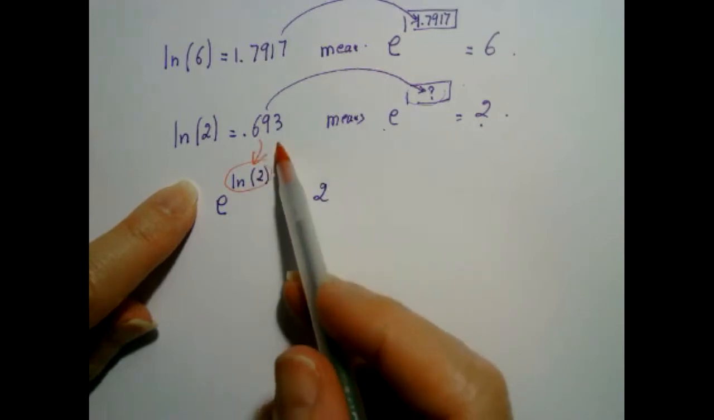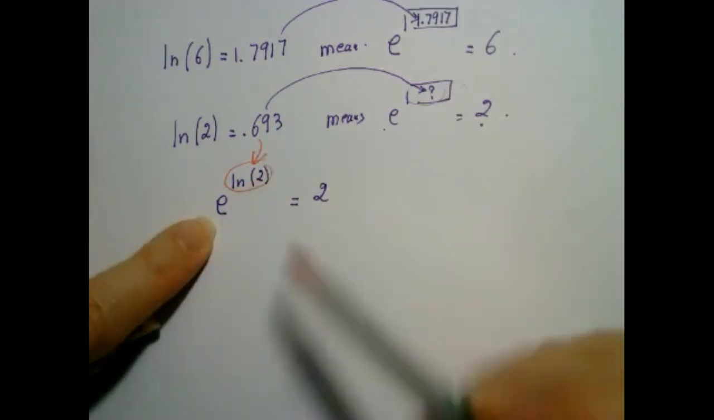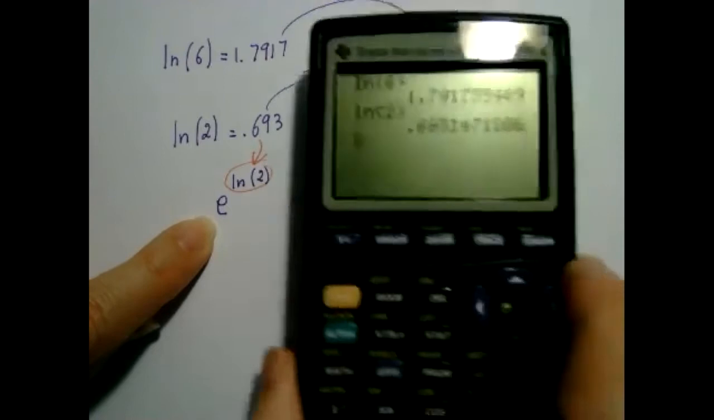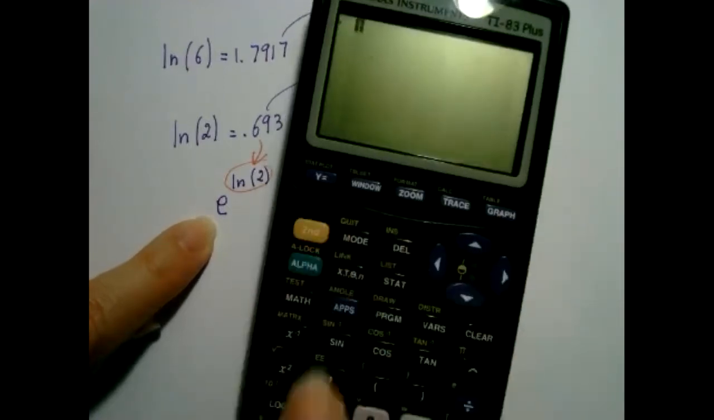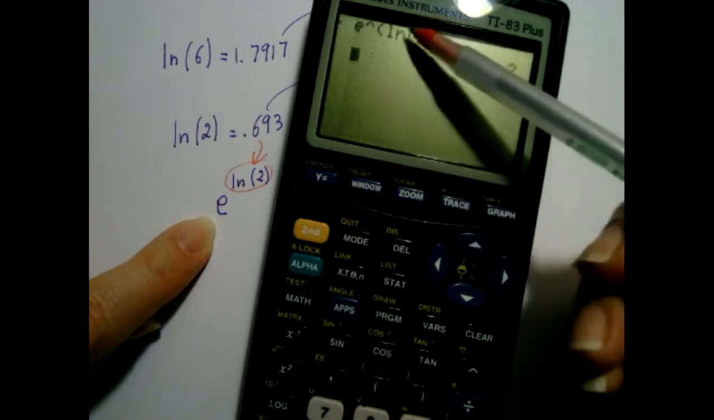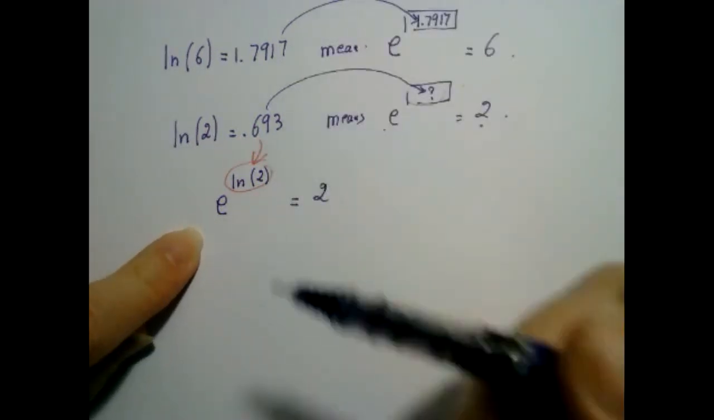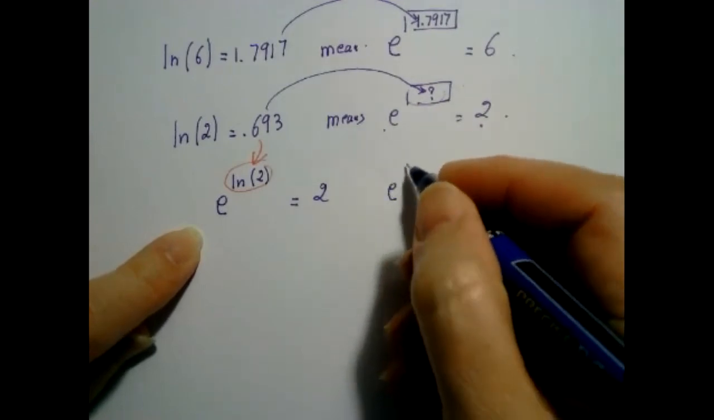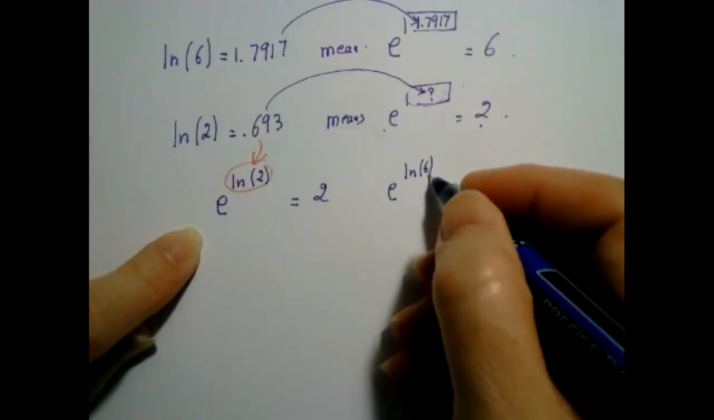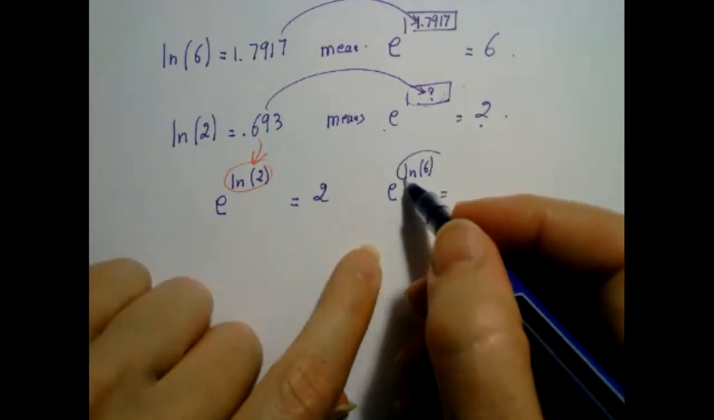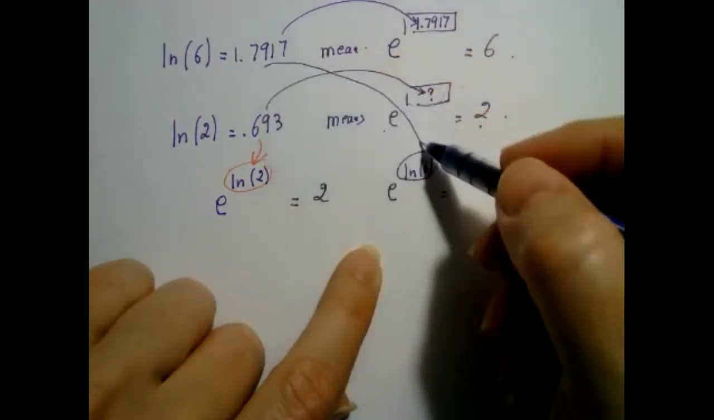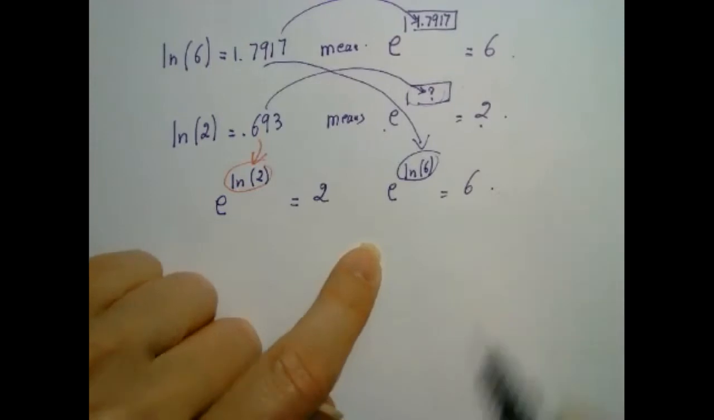But what's the property of this number? If I take e to that number, I get 2 back. So if you take your calculator and evaluate e to the power ln of 2, you're going to get 2 back, because by definition, ln of 2 is the power of e that gives you 2 back. Now I can repeat the same process: e to the ln of 6. ln of 6 is the number that, when I take e to this power, will give me 6 back.